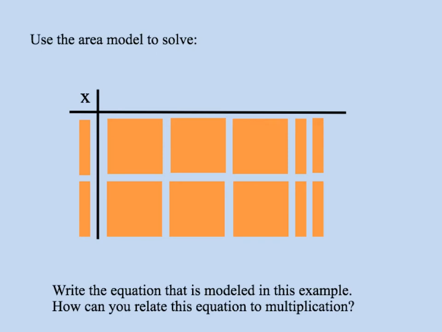So now it's time for you to try an example of your own. Use the area model to solve. Take a look at the area that's filled, which is your dividend. Look at the vertical length of this area, which is your divisor. The horizontal width will help you find your quotient. As you're doing this question, write out the equation that's modeled in this example. Also, how can you relate this equation to multiplication? Pause the video, copy down the example, and take your time.